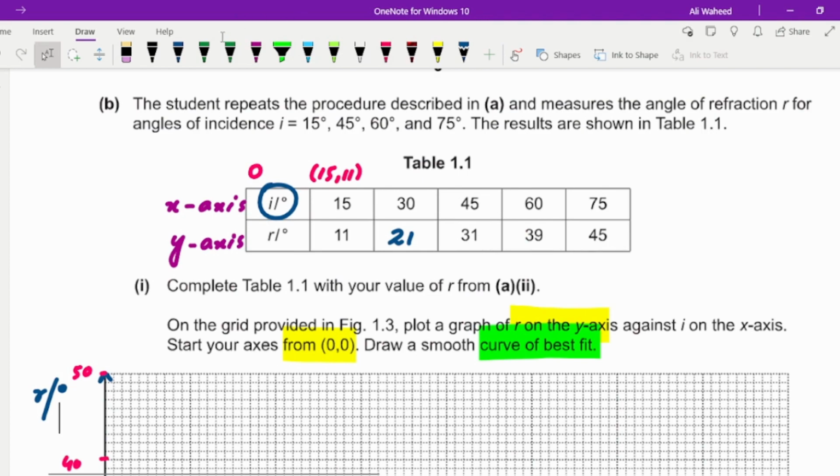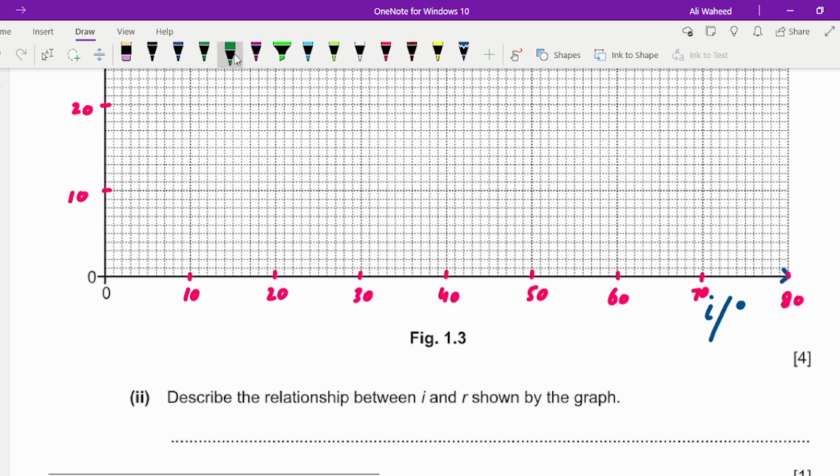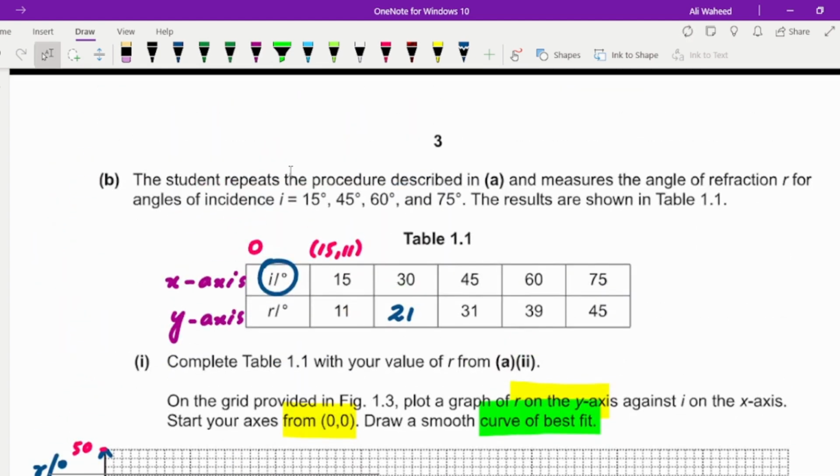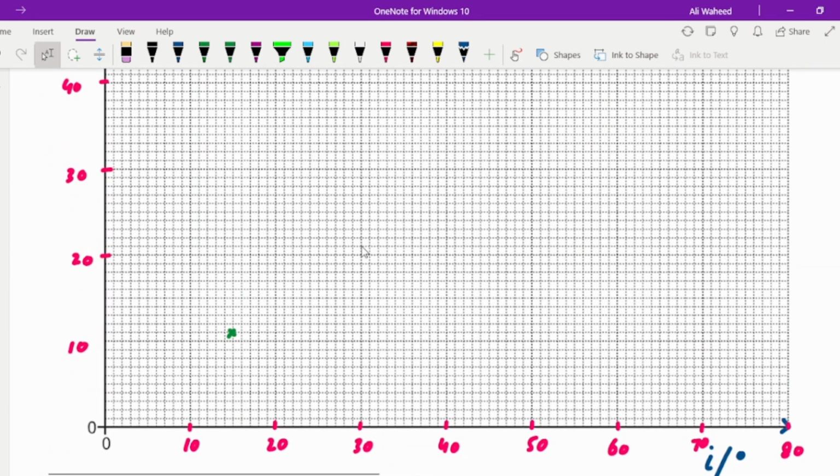So the first one is 15 against 11. 15 on the x-axis against 11, so it would be right over here. Alright, in the middle from here, and 1 box above, it'll be 15 against 11. Now with the first one done, then we have 30 against 21, which would be over here. Alright, you can draw dots even. Let's draw dots because my pointer is already quite thick.